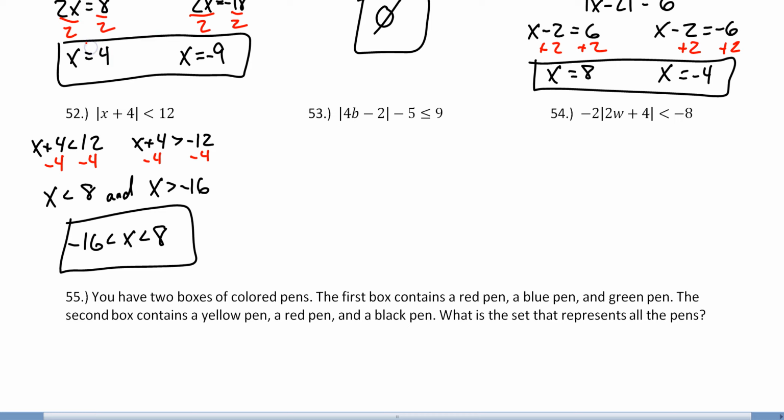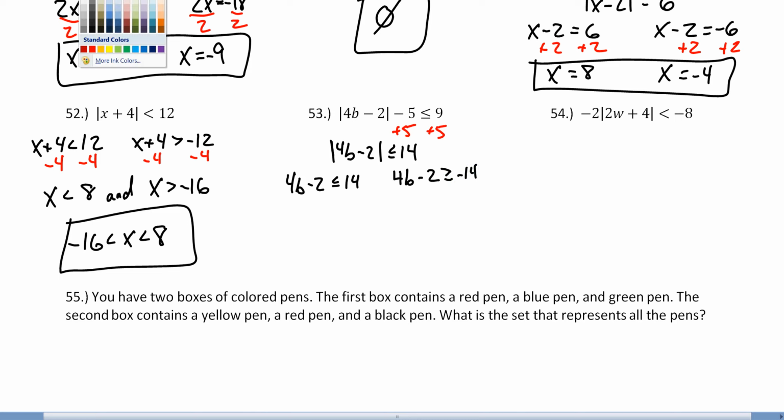This one, once again, I got to get the absolute value by itself first, so I'm going to add the 5 to each side. And so I get the absolute value of 4b minus 2 is less than or equal to the 14. And now I'm going to split it up. Again, I do the positive version and the negative version. When I do the positive version, I just leave this thing the way it is. When I do the negative version, I have to flip the inequality sign. Okay? And now I'm going to solve each of these.